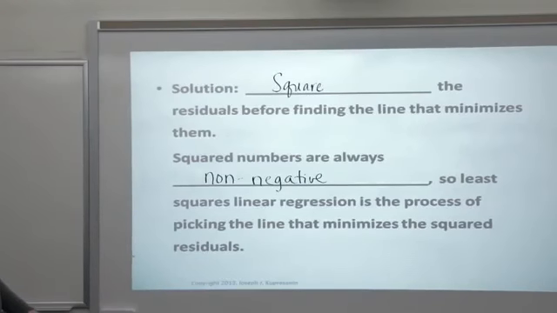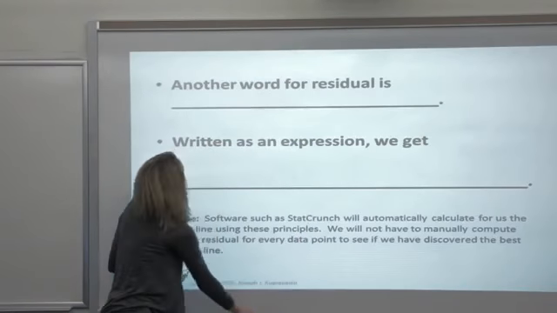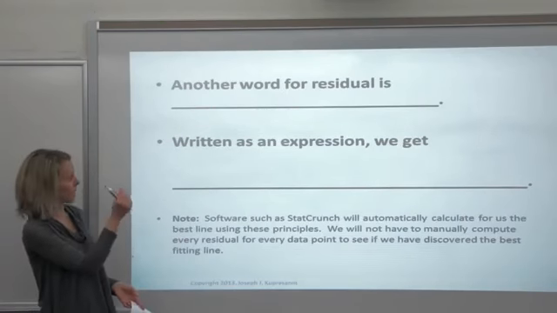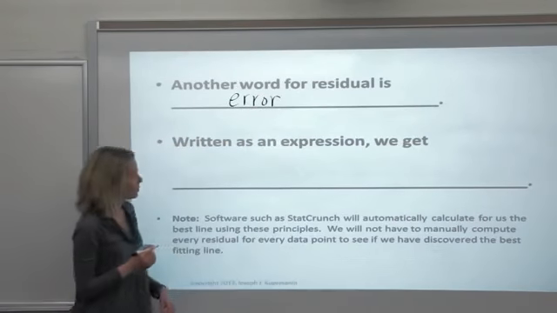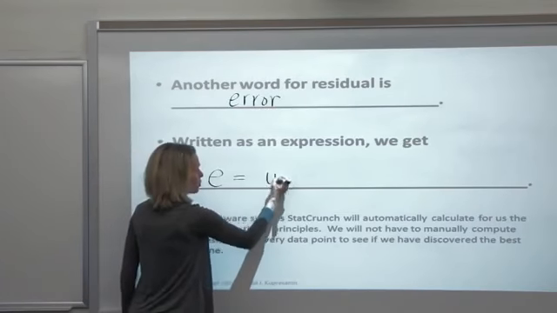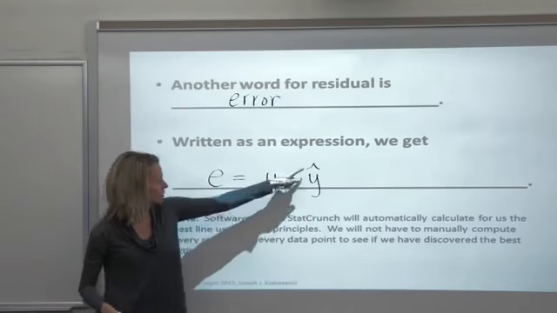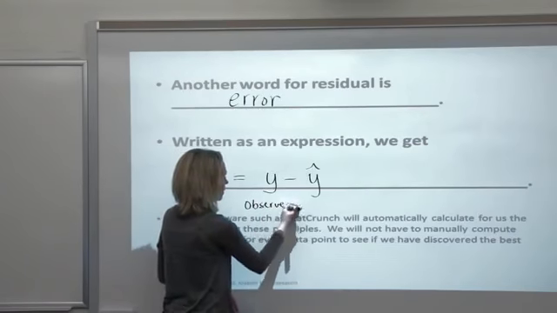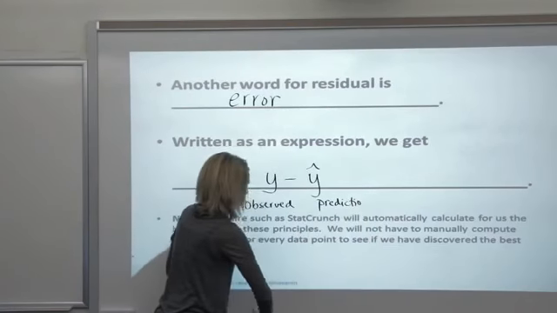All right, a couple more comments on residuals. I think I mentioned this before, but another word for residuals is error. It's the error in your model. And so sometimes we'll see an expression for residuals where we write E for error is the observed Y minus the predicted Y. And so for predicted Y, we often put a hat over top of that one. So recall this was the observed Y from your data. This was the predicted Y from your regression equation.